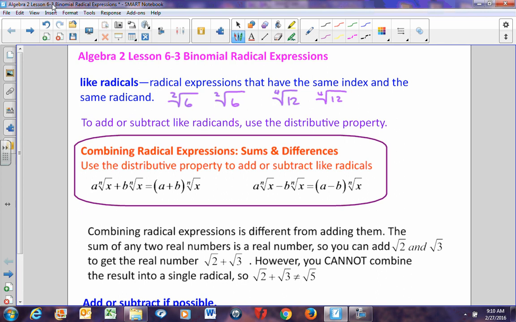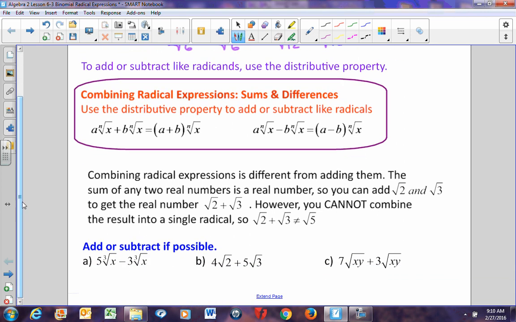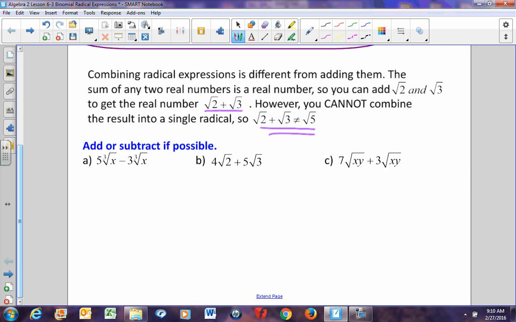The sum of any two real numbers is a real number, so you can add the square root of 2 and the square root of 3. You get the real number, the square root of 2 plus the square root of 3. However, you cannot combine them into a single radical, the square root of 2 plus the square root of 3 equaling the square root of 5. Notice the difference. This would be adding them. This would be badly combining them, which is incorrect. Okay, so do know that the square root of 2 plus the square root of 3 never equals the square root of 5. So we're going to add or subtract if possible.